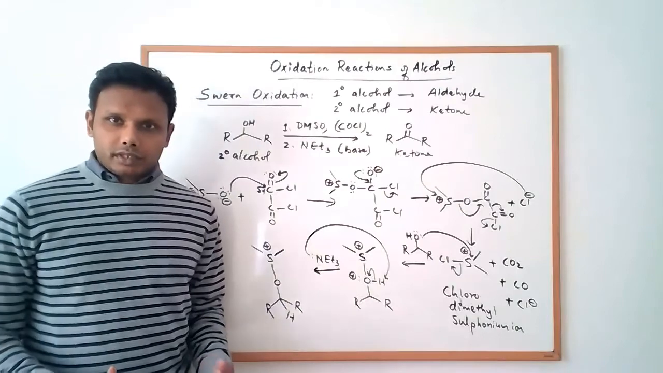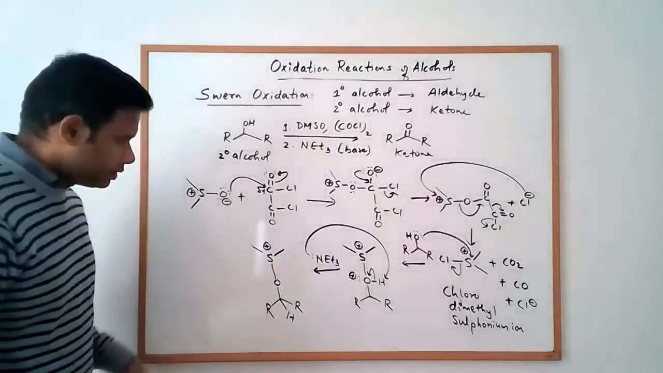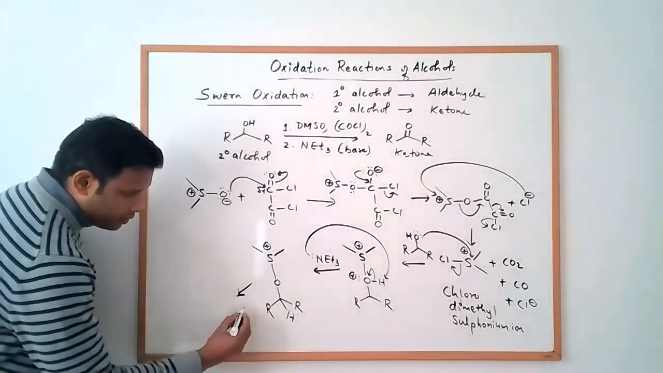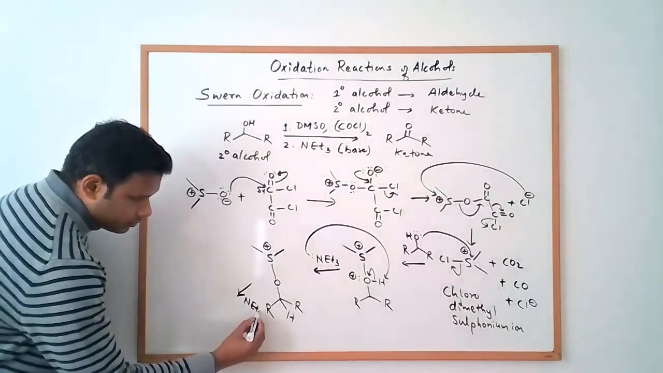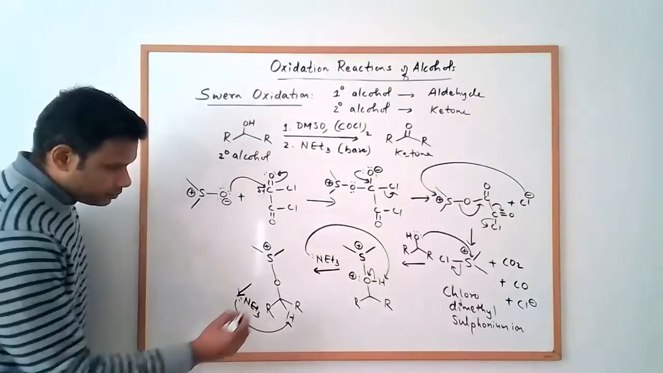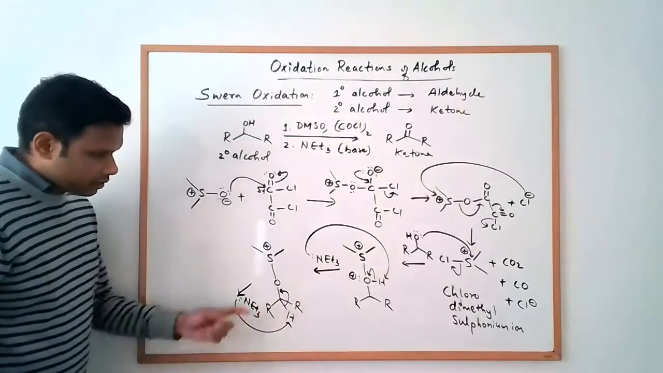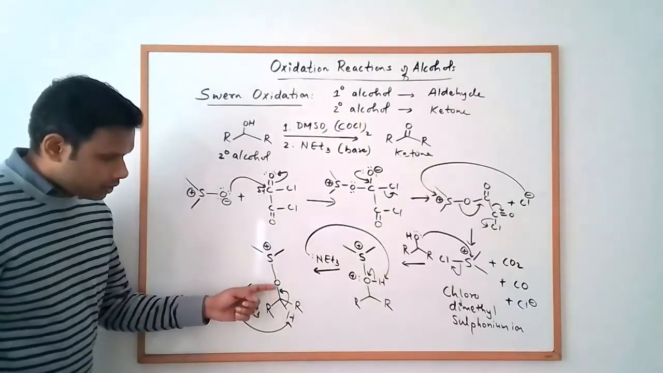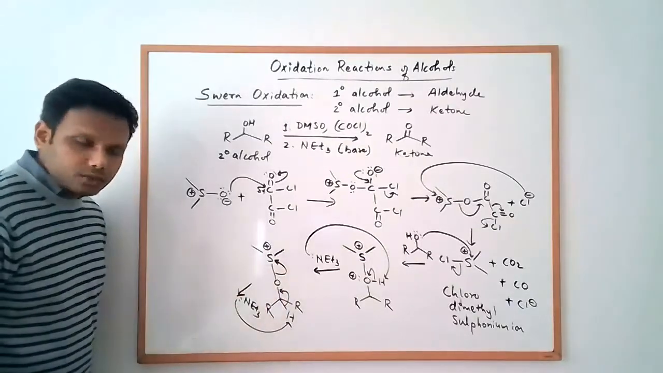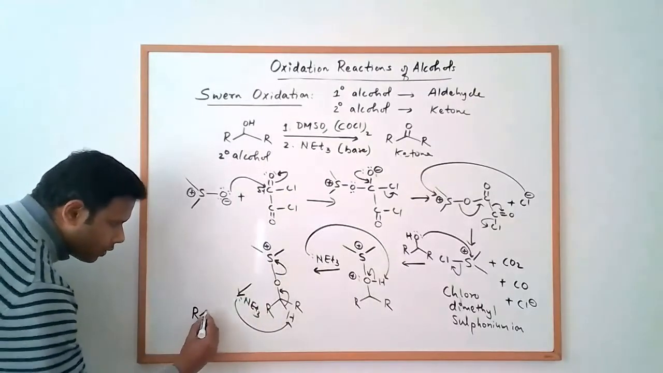So one possibility for the mechanism from this step here is that the base deprotonates the alpha hydrogen, which simultaneously forms a double bond between the carbon and the oxygen, and the electrons from here go back to the sulfur. And that would give us the ketone product.